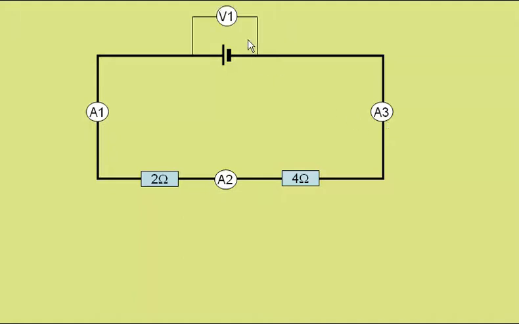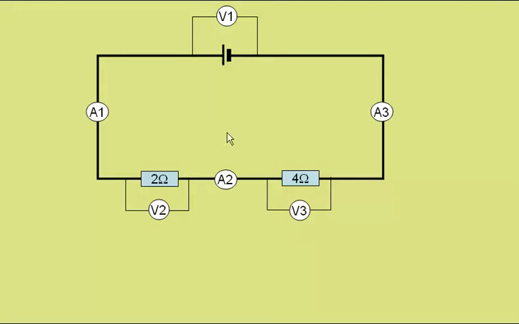We could also have a voltmeter across the cell, voltmeter 1, a voltmeter here across the 2 ohm resistor, voltmeter 2, and a voltmeter here across the 4 ohm resistor, voltmeter 3.